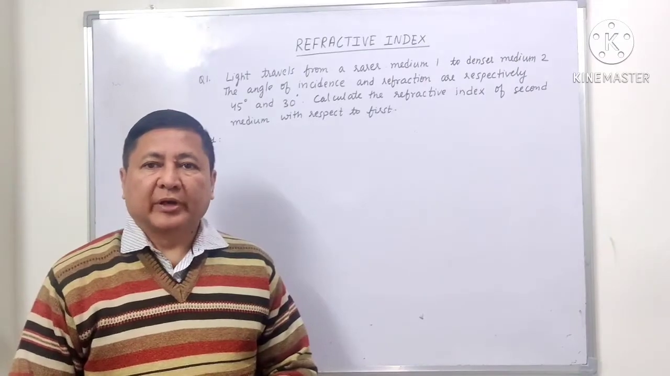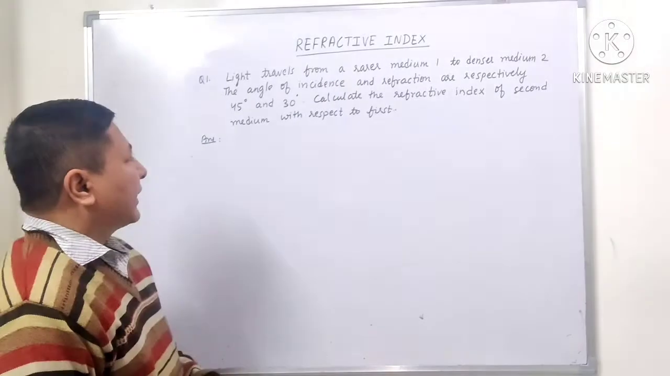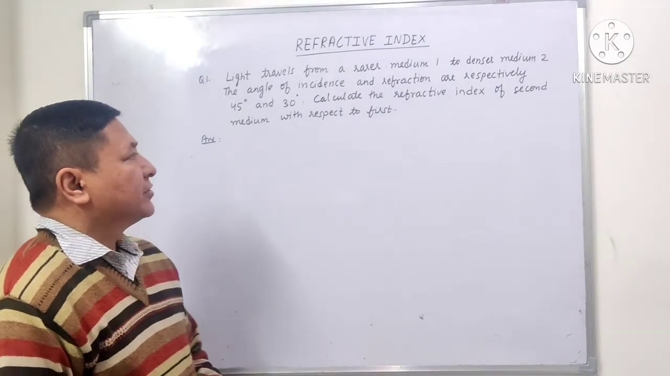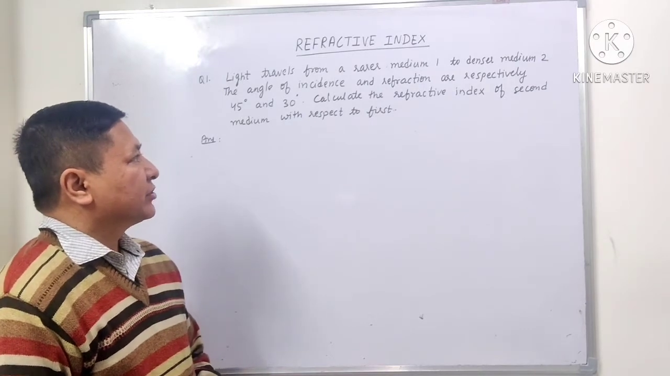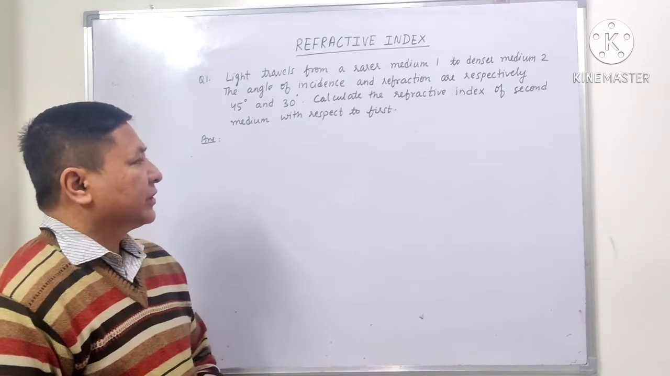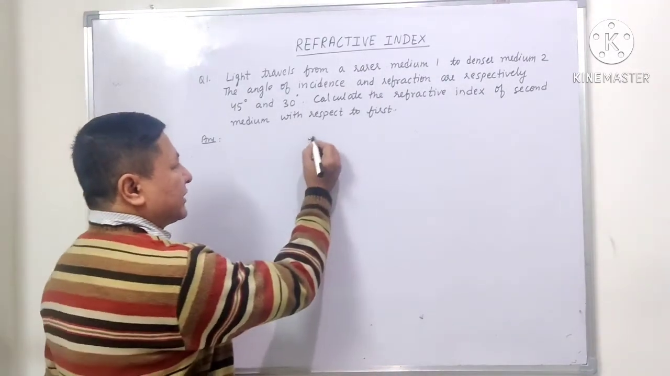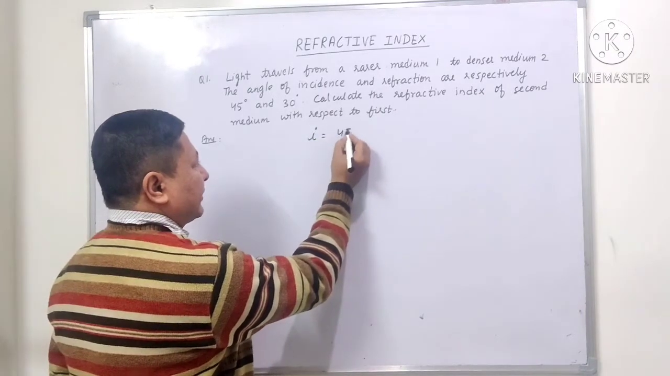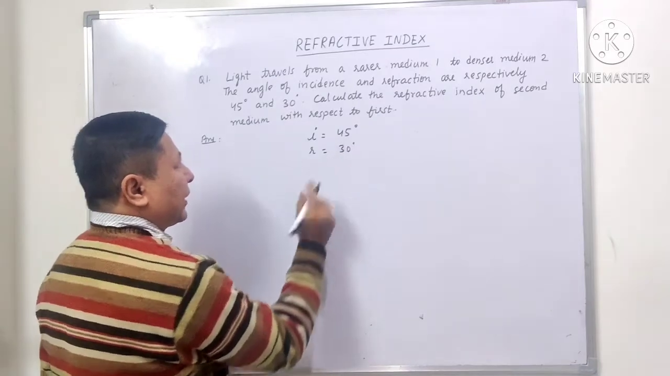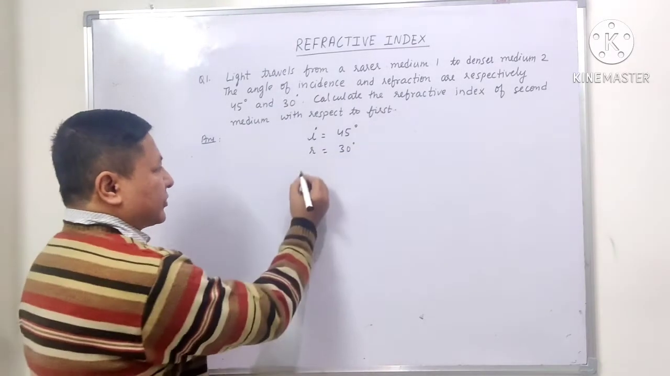Now let us do some numericals based on refractive index. The question is, a light travels from a rarer medium 1 to a denser medium 2. The angle of incidence and the angle of refraction are respectively 45 and 30 degrees. Calculate the refractive index of the second medium with respect to the first. In this question it is given that the angle of incidence is 45 degrees and the angle of refraction is 30 degrees. And we have to find the refractive index of the second medium with respect to the first.